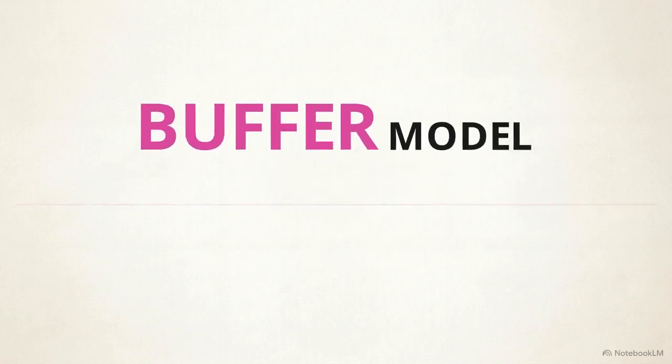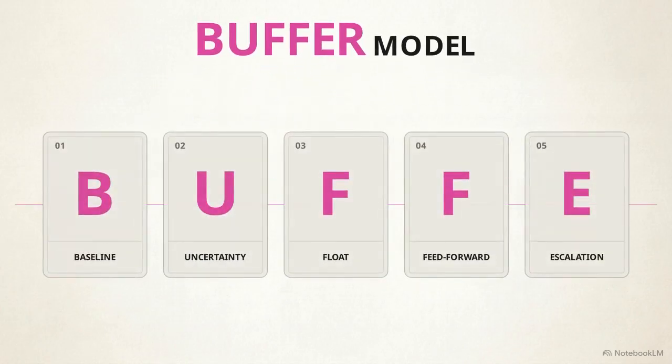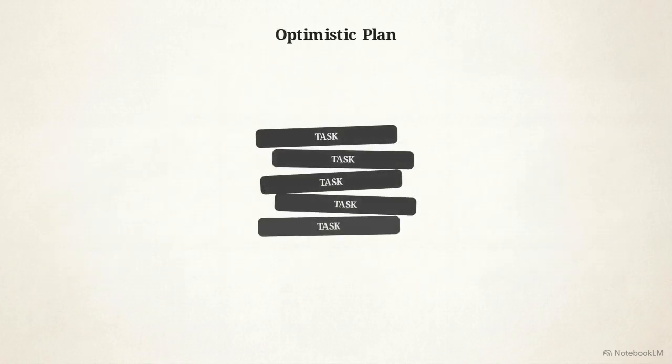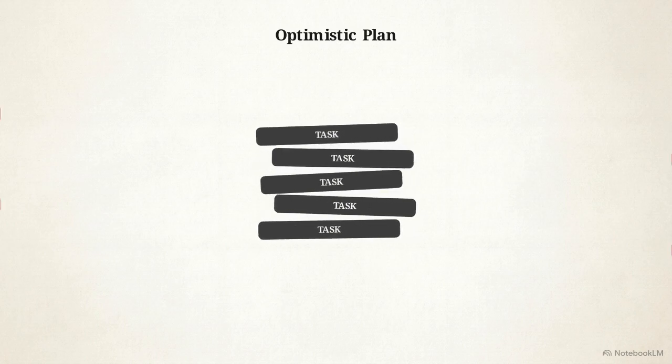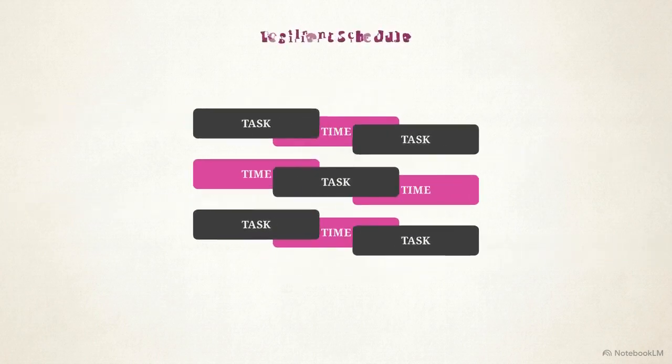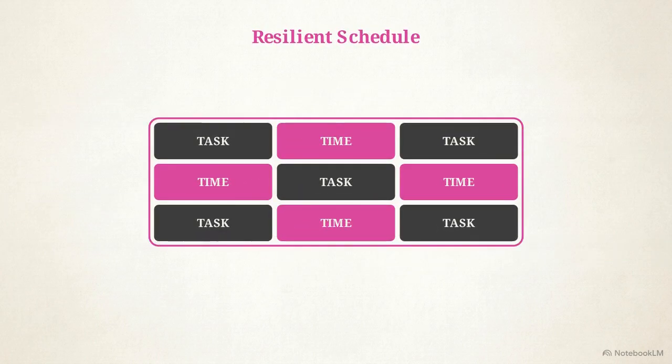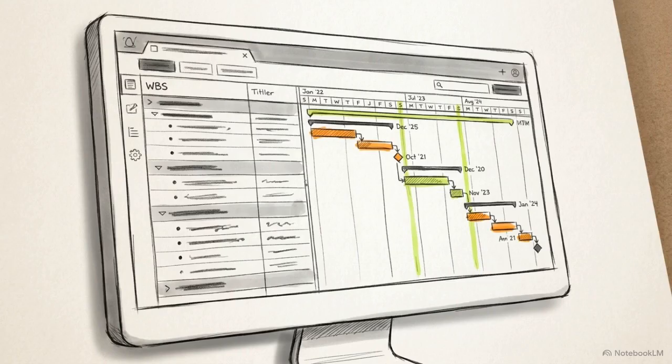In this tutorial, we will walk through the 5-phase buffer model. You will use this systematic approach to take an optimistic task list and engineer it into a mathematically resilient schedule. To get started, open your preferred scheduling software and pull up your work breakdown structure.